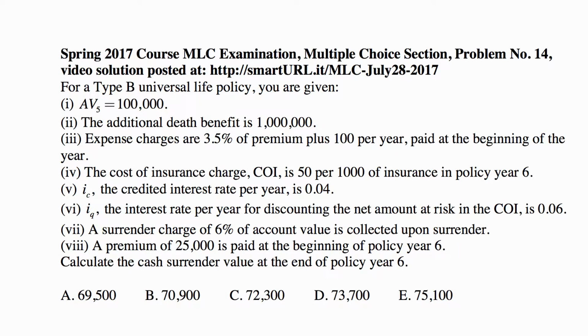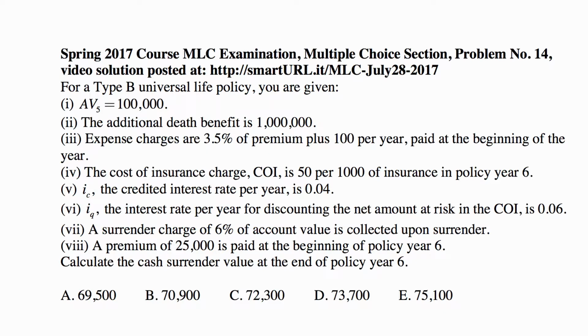Here is a problem from the last exam MLC, problem number 13 in the multiple choice section. You are given a type B universal life policy with the account value at time 5 of $100,000. The additional death benefit is $1 million. Remember, type B is the type of policy where the payment upon death is the account value plus the additional death benefit. Expense charges of 3.5% of premiums plus 100 per year paid at the beginning of the year.